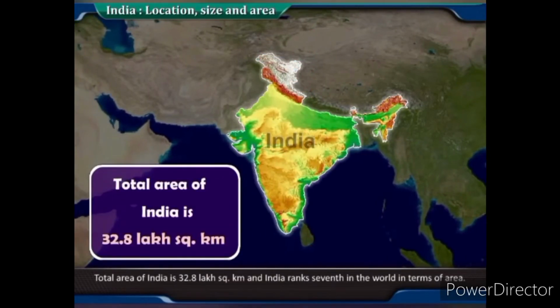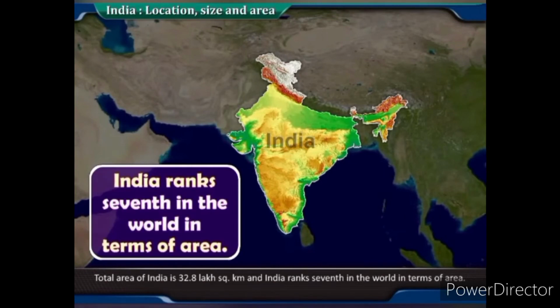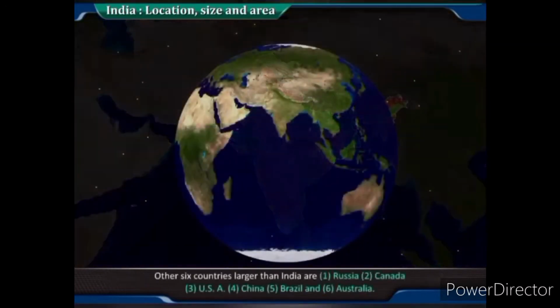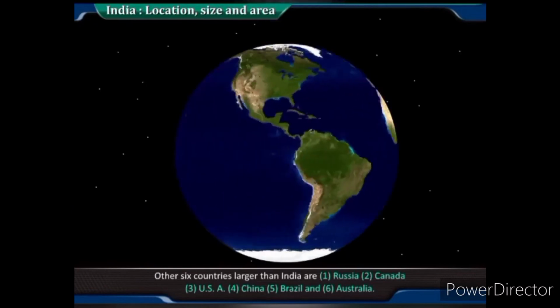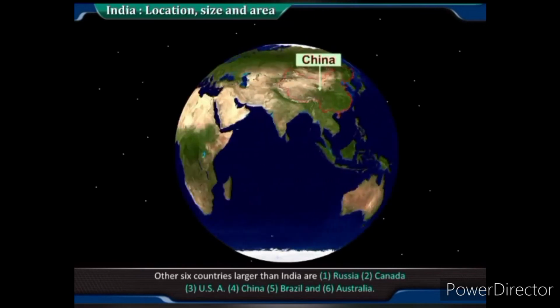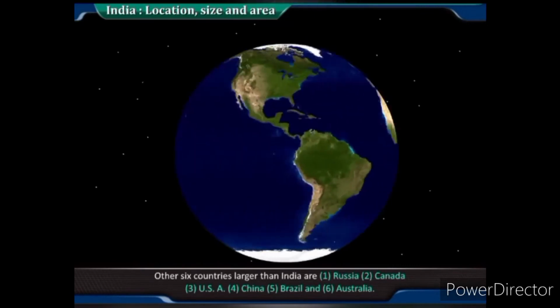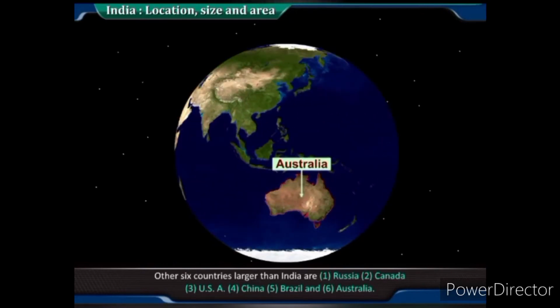The total area of India is 32.8 lakh square kilometers, and India ranks 7th in the world in terms of area. The other 6 countries larger than India are: 1. Russia, 2. Canada, 3. USA, 4. China, 5. Brazil, and 6. Australia.